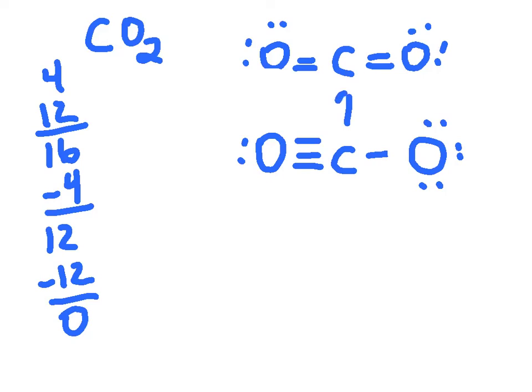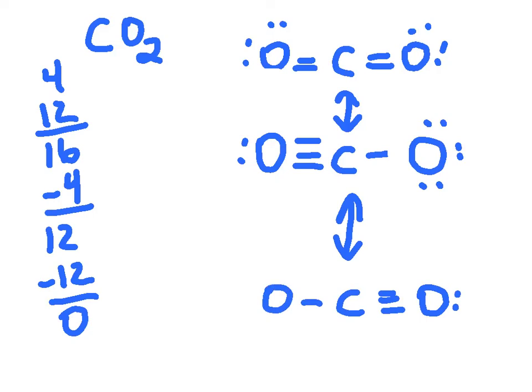So that's a second structure, and the third structure is just going to have the triple bond on the right-hand side. And so carbon dioxide has 3 valid Lewis structures, and you're going to have to show all 3 of those resonance structures.